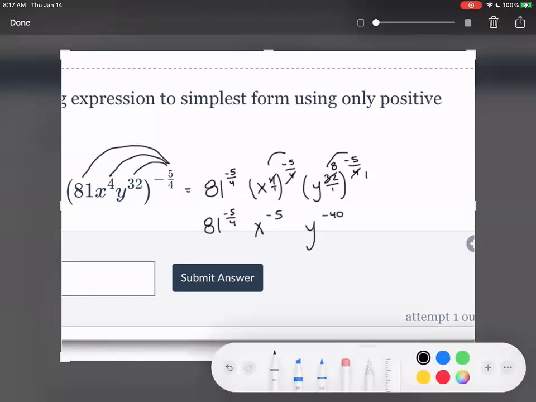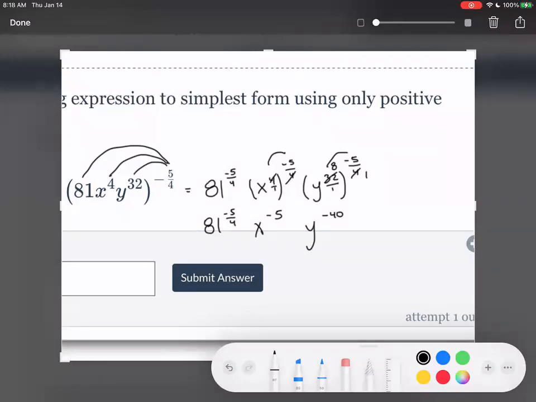Since I did a little bit of a shortcut there almost, I didn't write out that we're multiplying it, but I just multiplied it straight across. Do you guys have any questions? I'm going to pause the video to see if you have any questions.